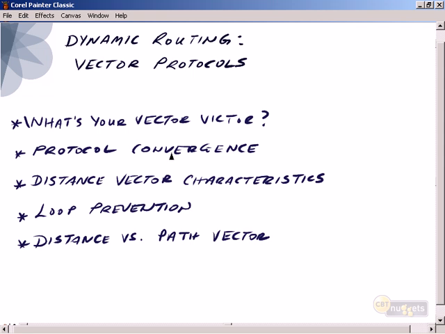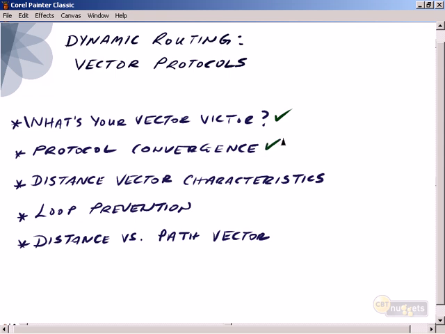So in this nugget, we're going to be looking at some basic fundamentals that you have to master before you go into the on-the-job scenario at Nugget Lab and beyond. So first thing, what's your vector, Victor? We're going to talk about vector protocols and what's going on there. And by the way, they're still in use quite a bit.